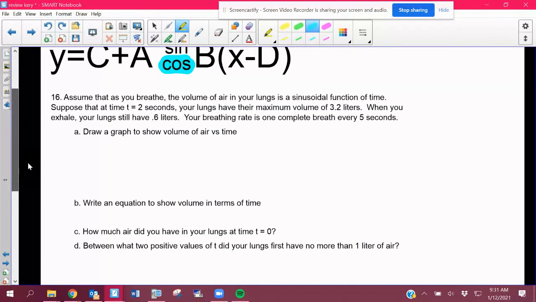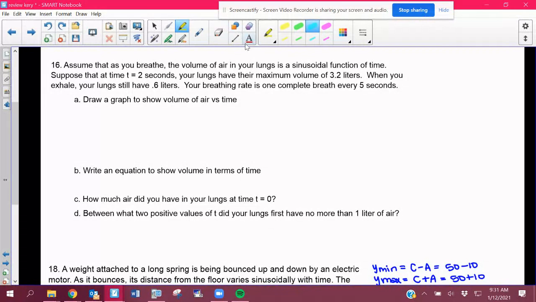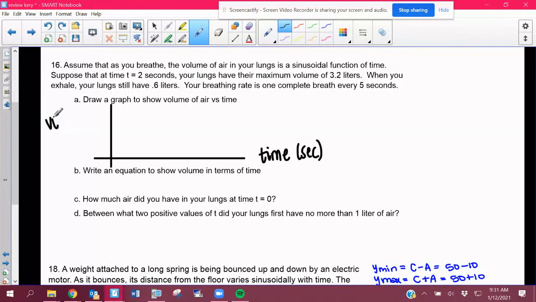So I'm going to do this problem from the review. It says, assume that as you breathe, the volume of air in your lungs is a sinusoidal function of time. That's good. That means I can draw a periodic function. I'm going to actually start sketching so that way I'm not lost as I'm reading. Okay, so it says suppose that at time equals 2 seconds. So we're looking at volume versus time. So time is on the x-axis. And then I'm going to have the volume in liters.